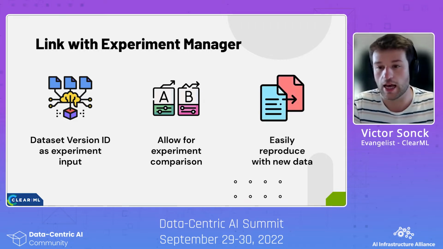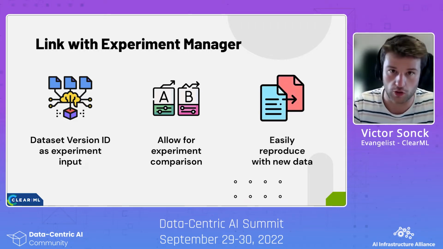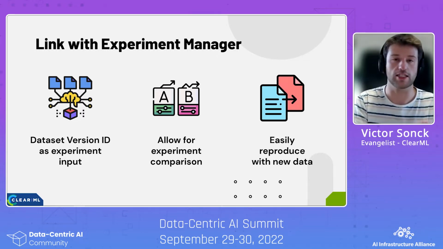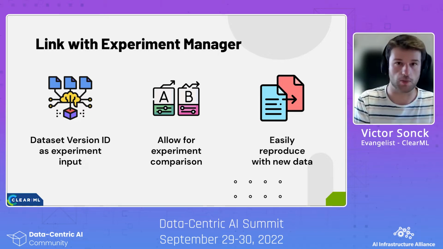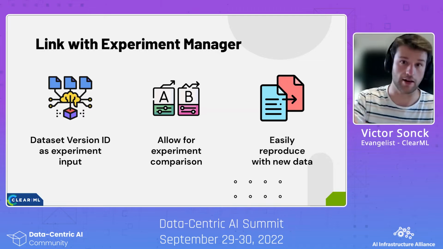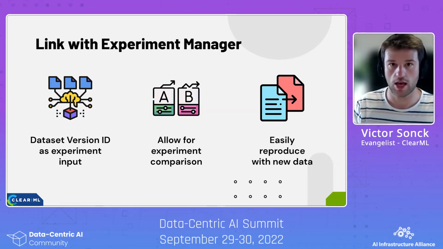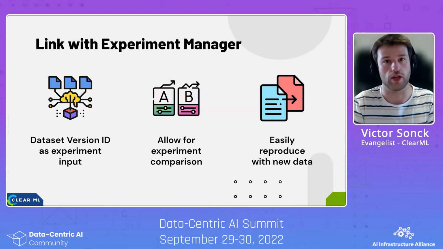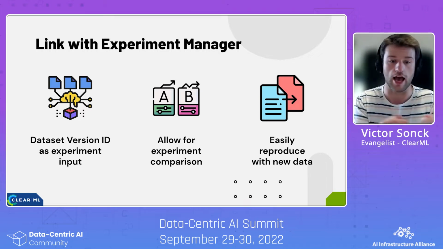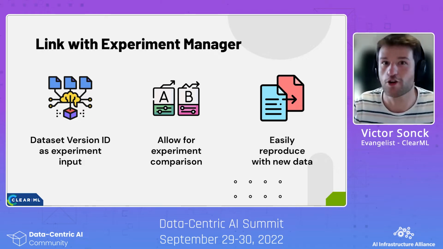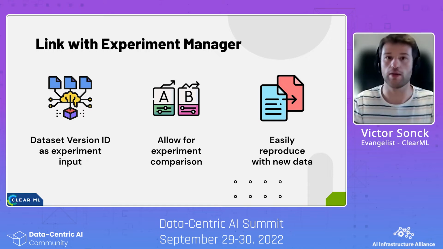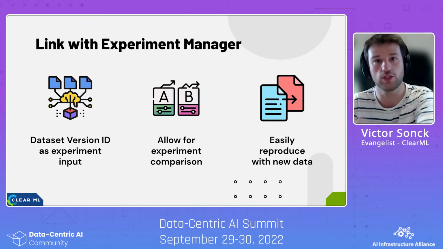And we also want to be able to easily reproduce it with new data. And this is something that I'll show you in ClearML specifically, because ClearML has the functionality to actually take your experiment and then clone it, and then run that clone again, but with changed parameters. And something that becomes really, really cool there is that you can just change the ID of the actual dataset, and then you can just retrain your model with that new data with just a single click. And that's really, really powerful by adding this link to the experiment manager.